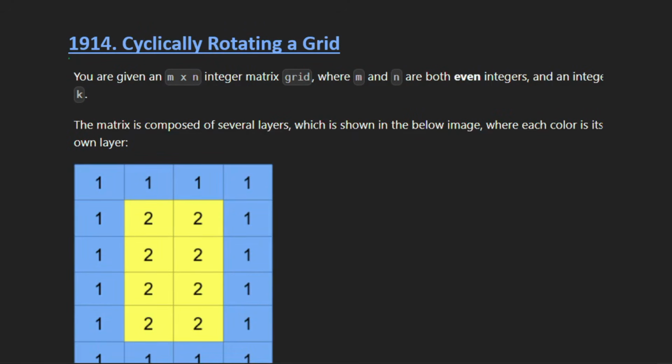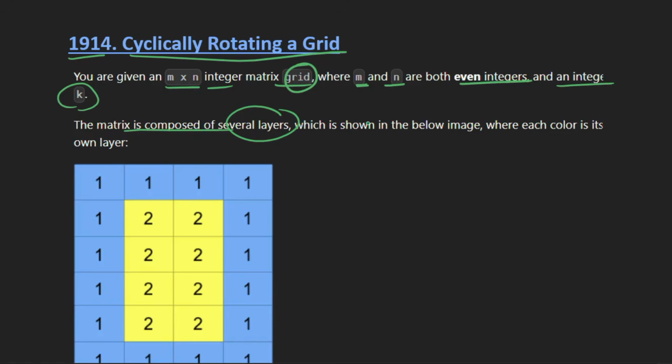Today's LeetCode question is 1914, that is, cyclically rotating a grid. Basically, in this question we are given an m cross n integer matrix named grid, where both m and n are even integers. And we are also given another integer k, and the matrix is composed of several layers.